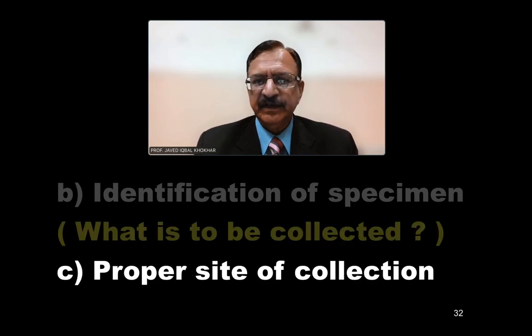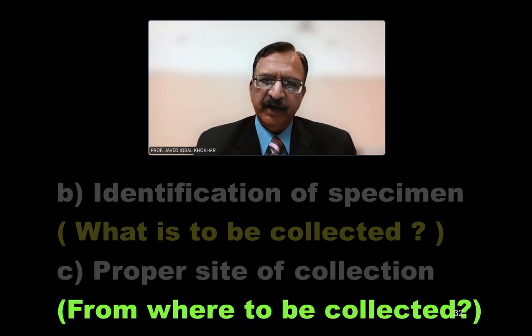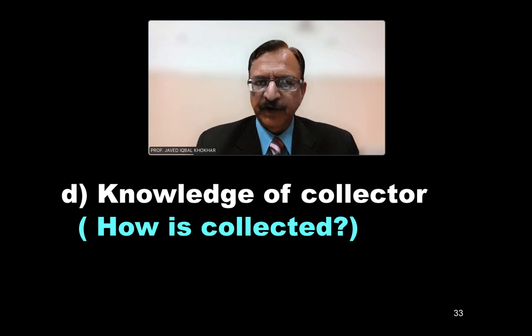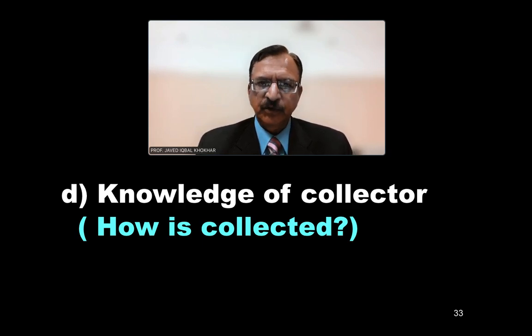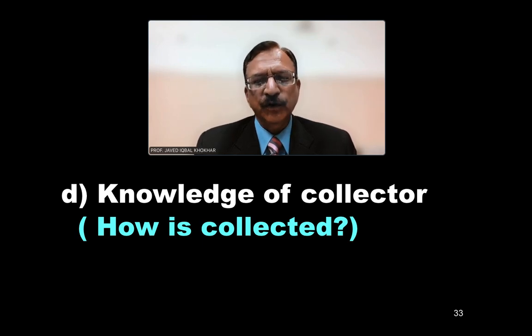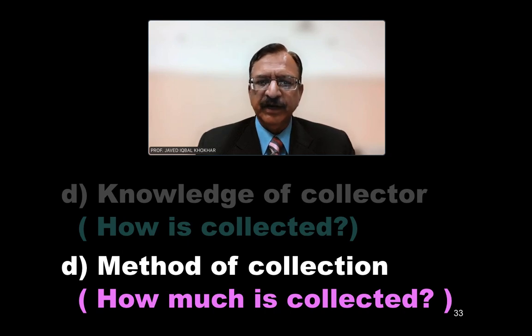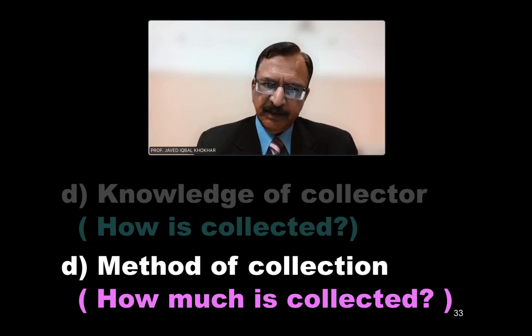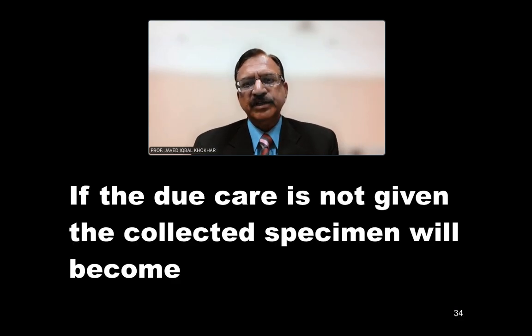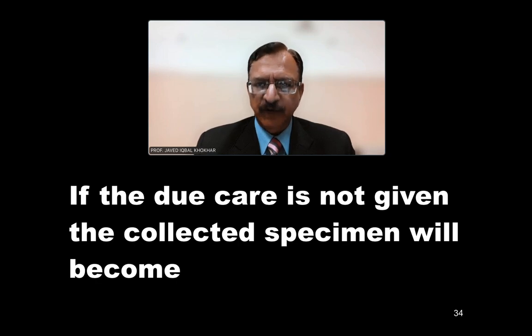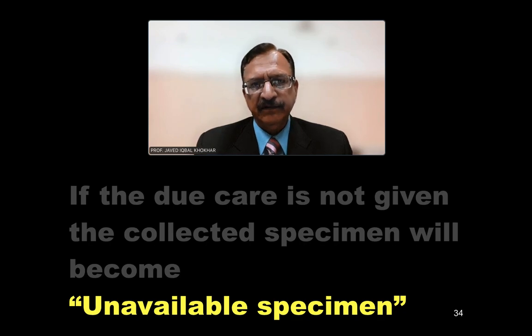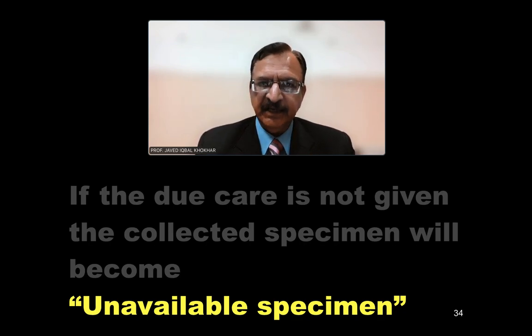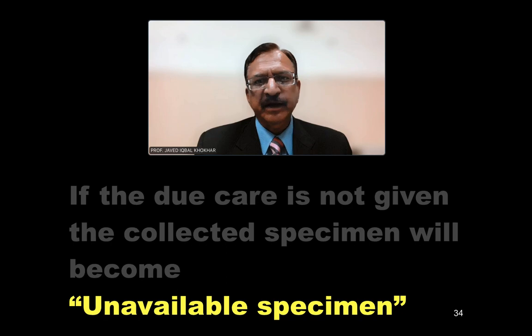Then the proper site of collection. That means you should know from where it is to be collected. Then the knowledge of character, meaning how it is to be collected. The person who is going to collect it should know the procedure, how he has to collect it. Then the method of collection. Because if due care is not given in the collection of the specimen, it will become unavailable. Unavailable means the specimen is there, but it is not fulfilling the objective for which it is being collected. Hence, though available, it becomes unavailable.